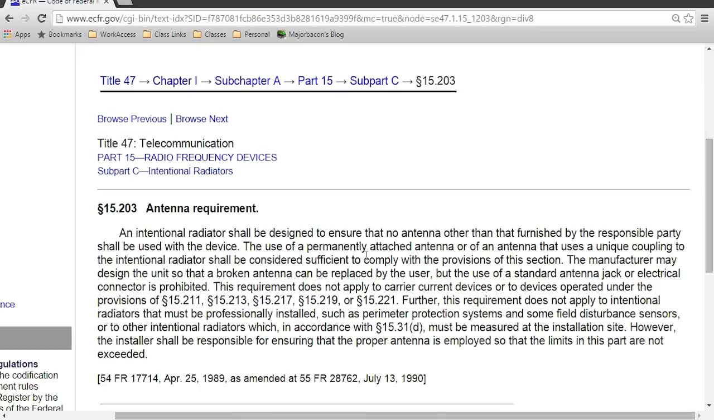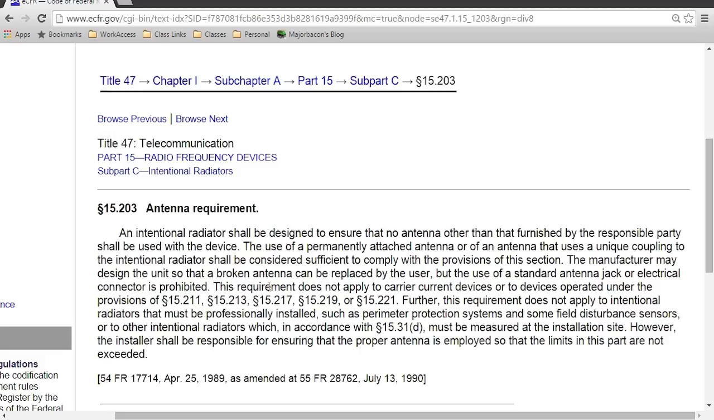The use of a permanently attached antenna or of an antenna that uses a unique coupling to the intentional radiator shall be considered sufficient to comply with the provisions of this section. The manufacturer may design the unit so that a broken antenna can be replaced by the user, but the use of a standard antenna jack or electrical connector is prohibited. In other words, it doesn't have to be soldered into place. You can have connectors that attach and detach, but it's got to be a proprietary type.